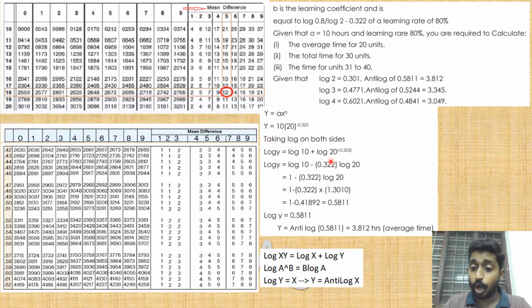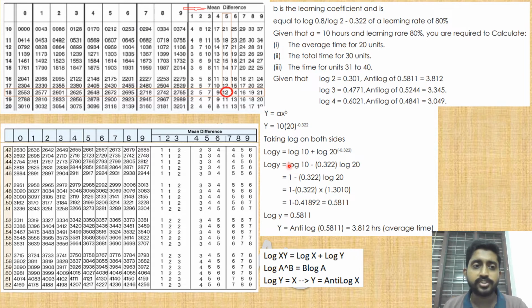Okay, so there is the logarithmic formula, which is log xy means log x plus log y, which means xy is in multiplication. So when you split it, it becomes addition. Log x plus log y is equal to log xy. Same way, 10 into 20 power minus 0.322 becomes log 10 plus log 20 power minus 0.322. Next, the formula is log a power b is equal to b log a. Whatever is in the power will come in front of the log. So I am applying this formula here. What is in the power? Minus 0.322. So that will come to the front, minus 0.322 log 20.